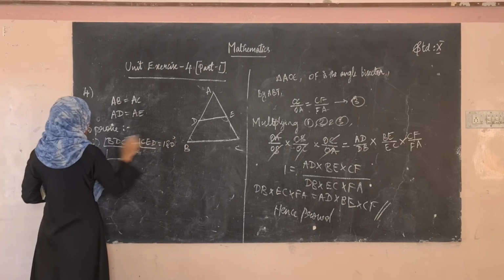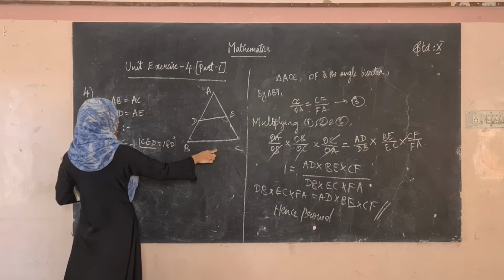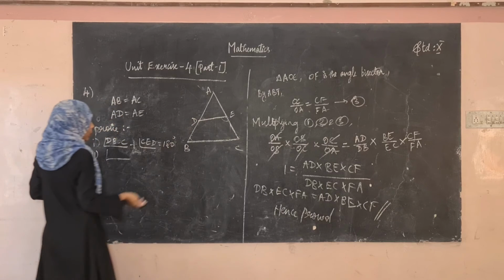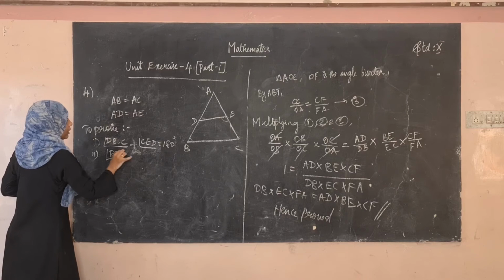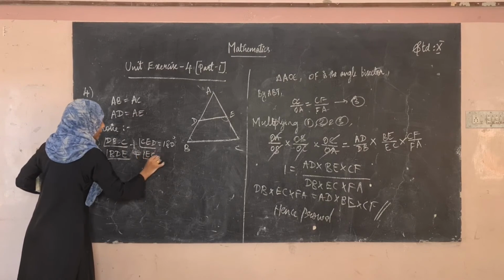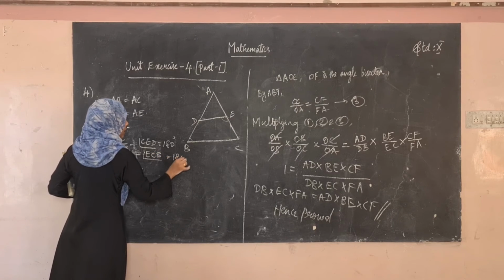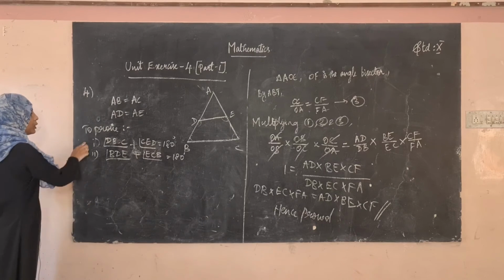this is DBC, right? Angle DBC plus CED is equal to 180 degree, and again angle BDE plus angle ECB is equal to 180 degree. These two angles make a sum of 180 degree. We have to prove these two conditions.